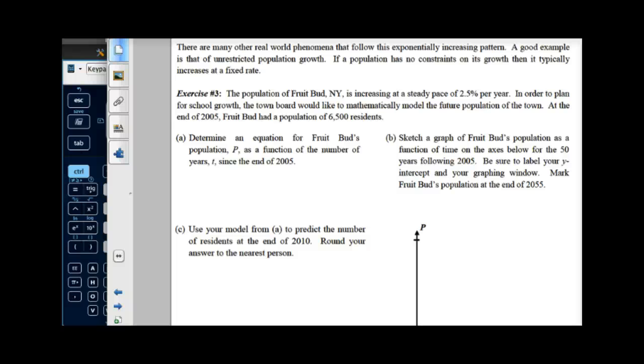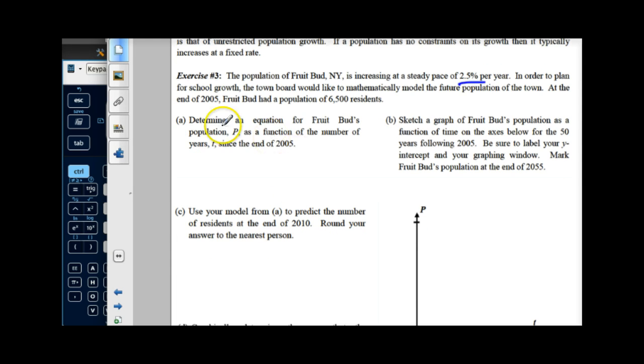Exercise 3 says the population of Fruitbud, NY is increasing at a steady rate of 2.5% per year. In order to plan for school growth, the town would like to mathematically model the future population of the town. At the end of 2005, Fruitbud had a population of 65,000 residents. Now, the first question says write a formula P so we can model this.